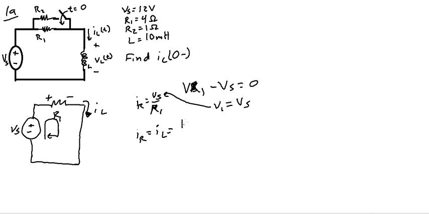IL is equal to 12 volts, which is from right here, over R1, 4 ohms, which is right there. And this produces 3 amps. And that is your answer.